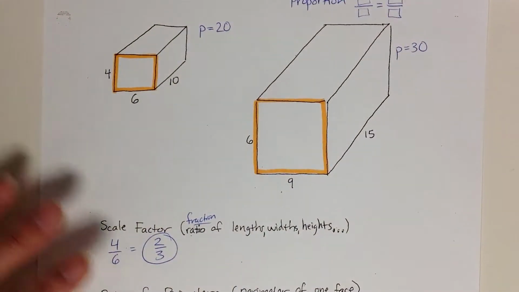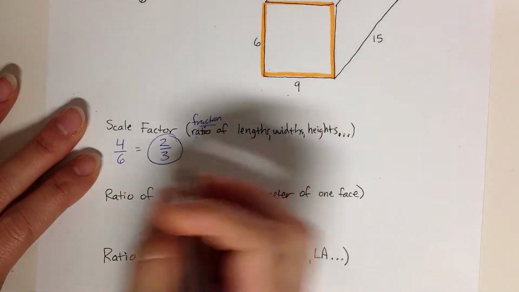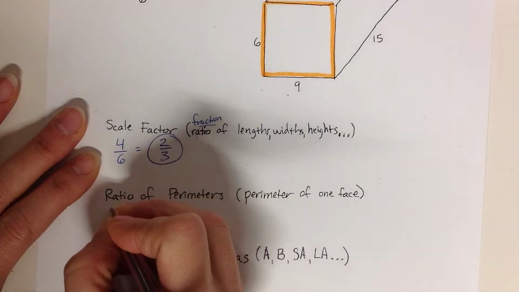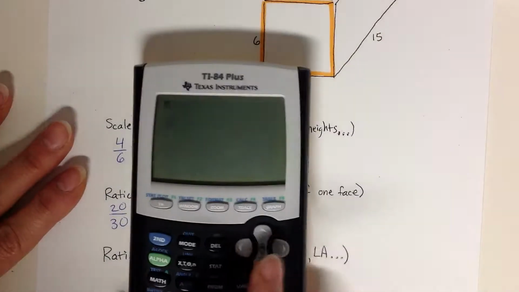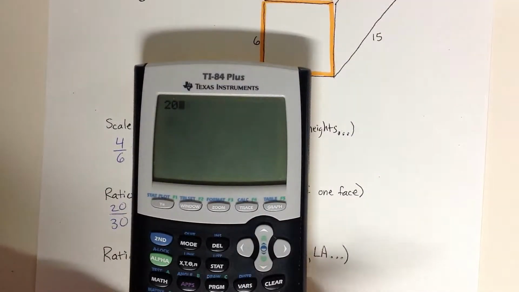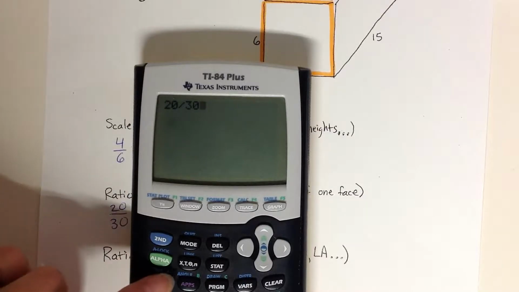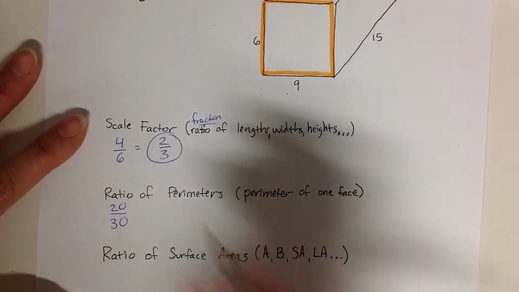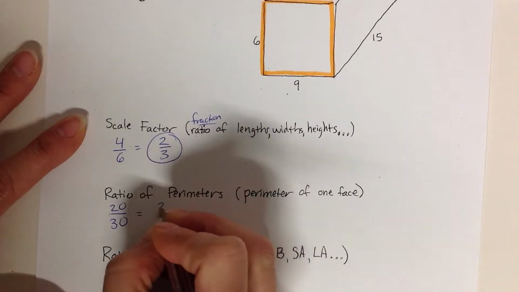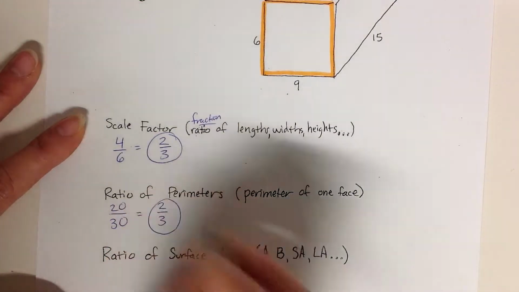Now when I put those in a fraction, the ratio of the perimeters of the front are going to be 20 over 30. And when I put that in my calculator, you might already recognize what this is going to be. When I simplify that, I'm going to get 2/3 again. So we actually discovered this in Unit 5. This is all review so far.